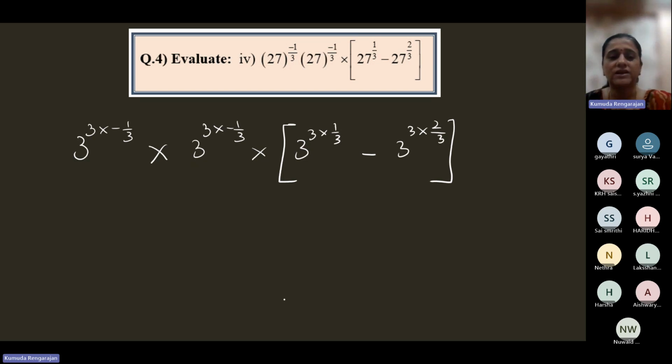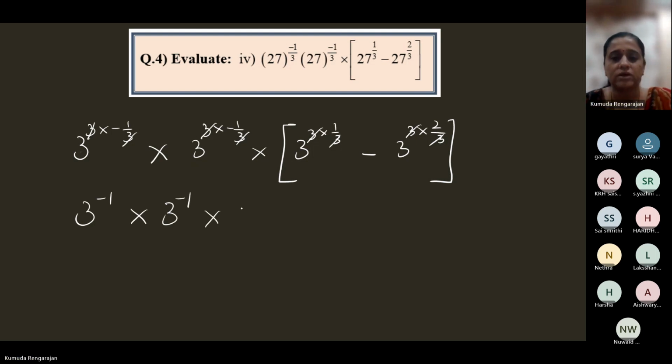27 everywhere is written as 3 cubed. And since there's already a power, multiply the powers: into minus 1 by 3, into minus 1 by 3, into 1 by 3, and into 2 by 3. Now the 3s cancel. 3 to the power minus 1 into 3 to the power minus 1 into, you can change the square bracket to a simple bracket, or you continue to write the square bracket.